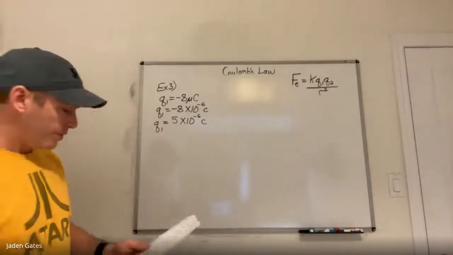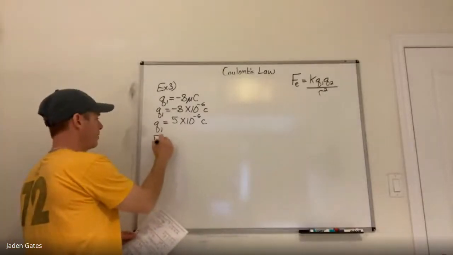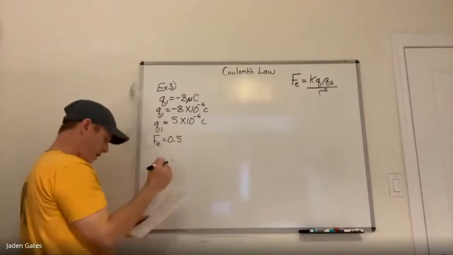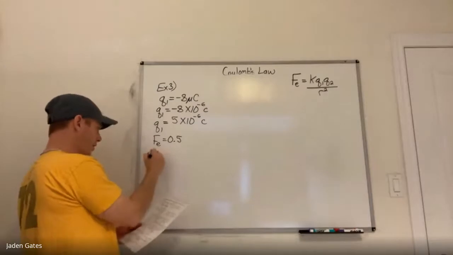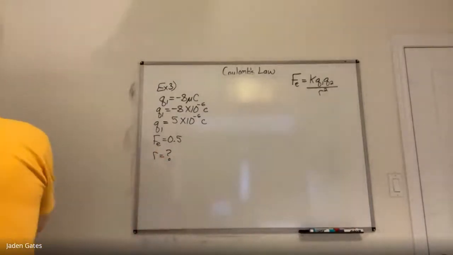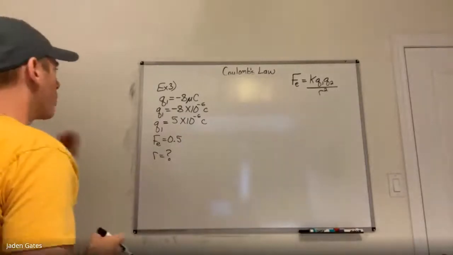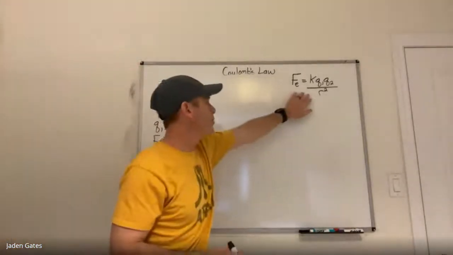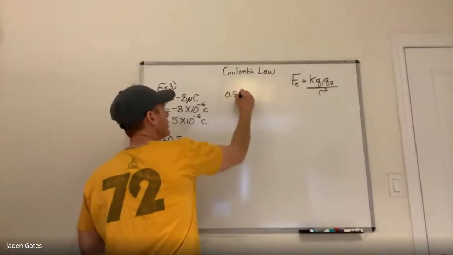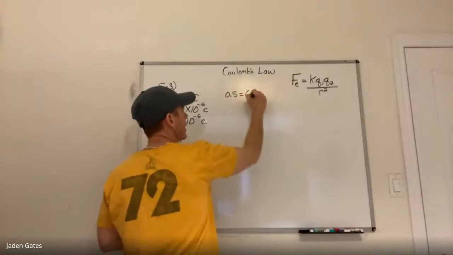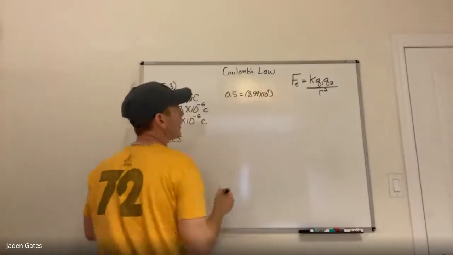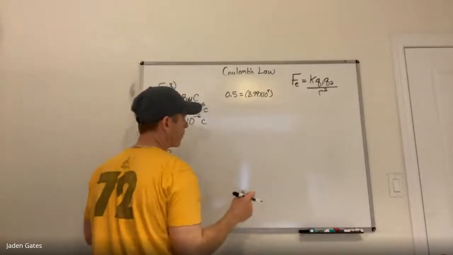And the force, Fe, is equal to 0.5 newtons. And of course, we're looking for the distance, or the R value. Same thing, the distance away, or the R value away. All right, so again, I'm going to substitute into my Coulomb's law formula here. So I have 0.5. Now K is, again, 8.99 times 10 to the power of 9. Then we have, I'm going to run out of room here already.